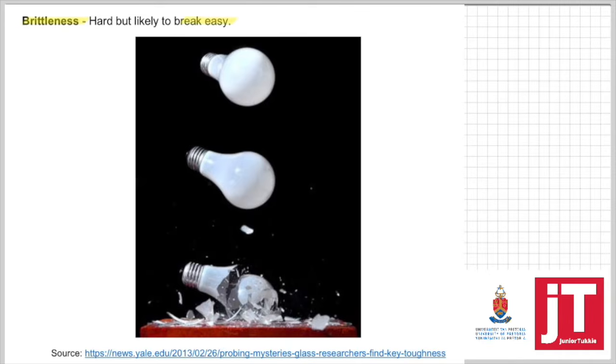For example, the glass that makes up a light bulb. When you hold it in your hand, you'll find that it is pretty hard, but if you allow it to fall onto the ground, it will break apart very easily.